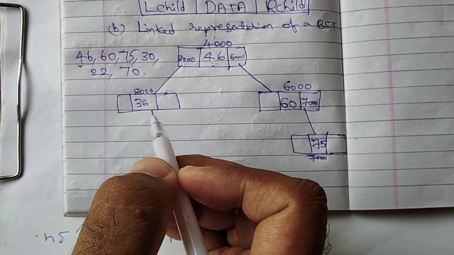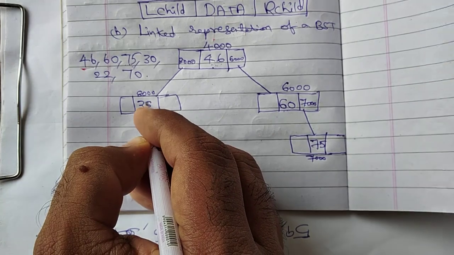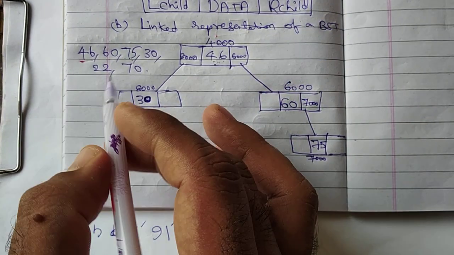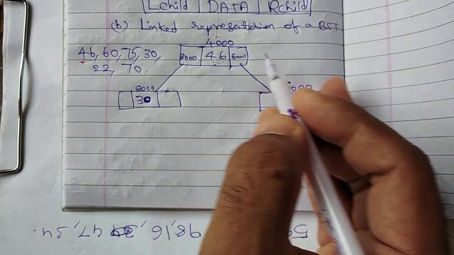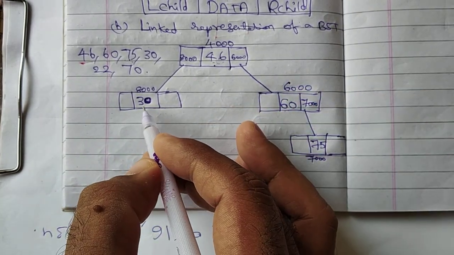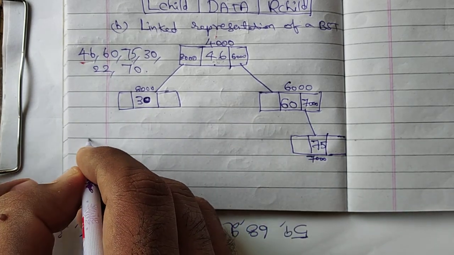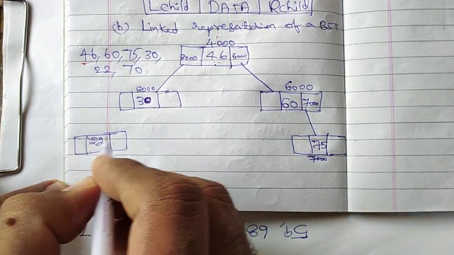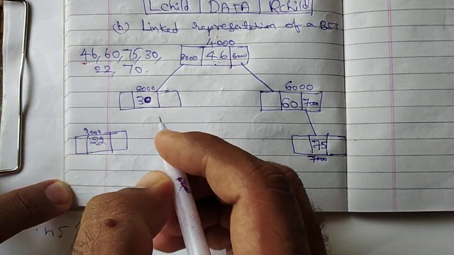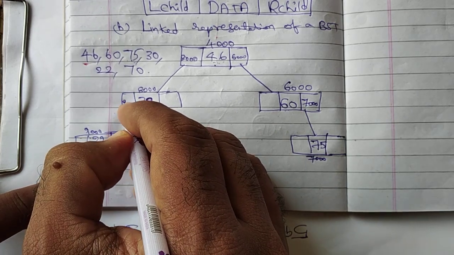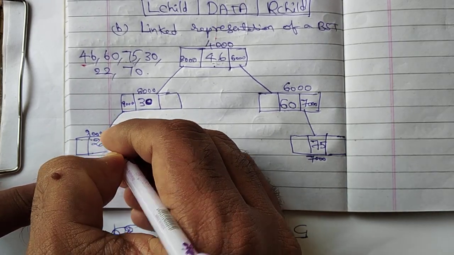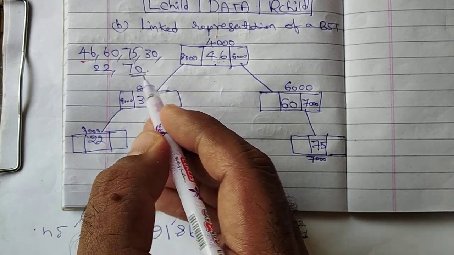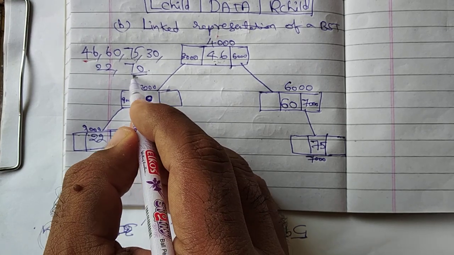Sorry, this is 30. Okay. Next, 22. 22 is less than 46 and it is also less than 30. So simply create a new node 22 having 3 fields. Now assume this address is 9000. Instead of null we have to place 9000. Immediately it will create a link between 30 and 22. Finally we have only one data, that is 70.